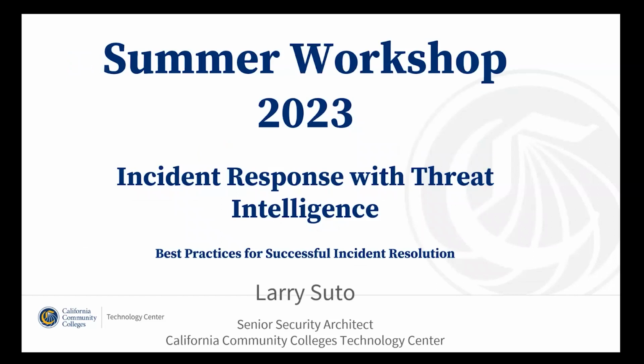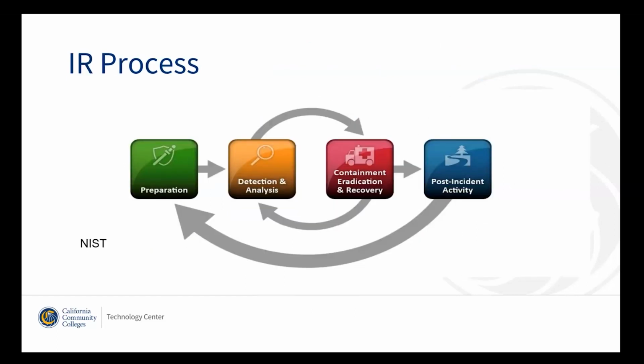Okay, there we go. All right, so this is a typical IR process. This comes from the NIST definition, and these are the phases of the IR process. We've got the preparation phase, the detection and analysis phase, the containment and eradication recovery phase, and the post-incident activity. Then we'll be going into the details of each one of these phases, but this will give you the perspective of the activities involved in the IR process.